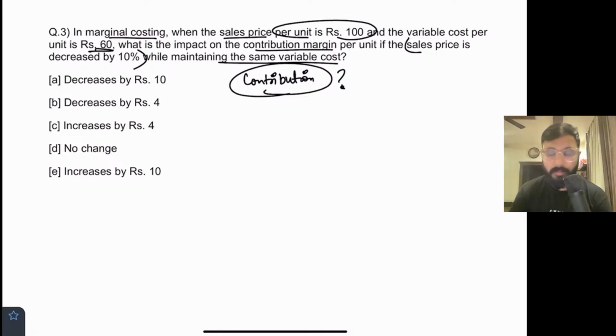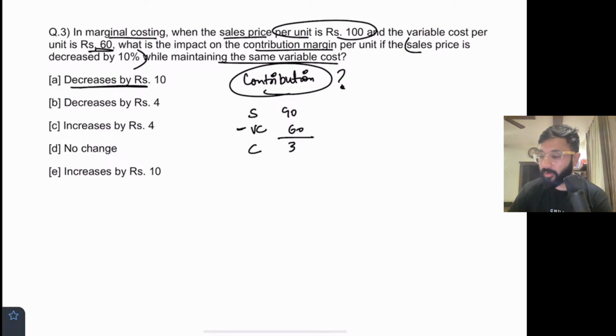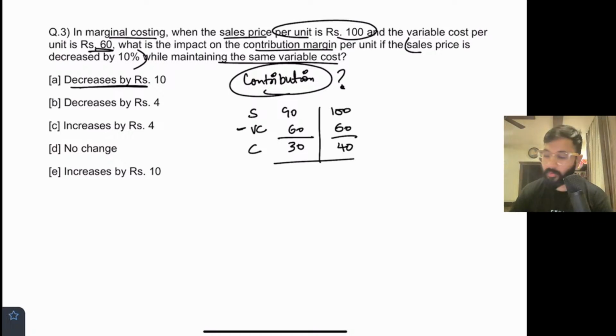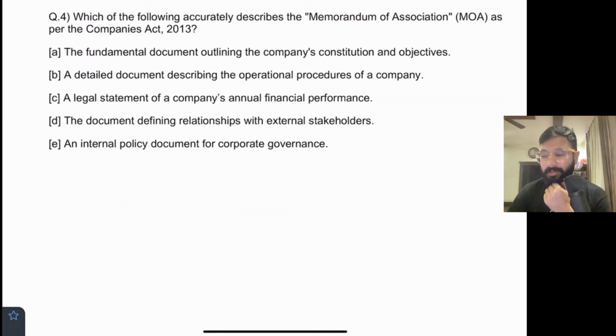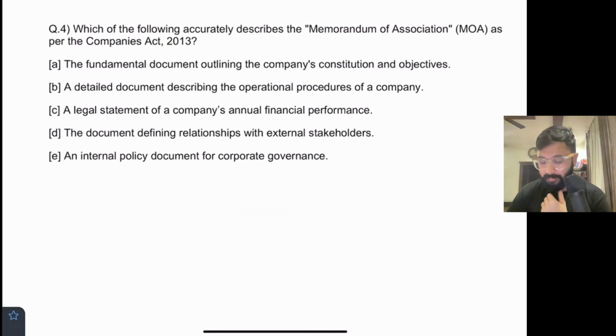The answer is option number A. Because sales has gone down from 100 to 90, the variable cost remains the same at 60. The variable cost in percentage terms is not changing. Contribution is sales minus variable cost, so it becomes 30. It was 40 before, so it has gone down by 10 rupees. Very simple question, simple answer. ऐसे ही simple formula based questions आपको मिलेंगे फेज 1 में. फेज 2 में नहीं मिलेंगे शायद, बट फेज 1 में मिलेंगे.